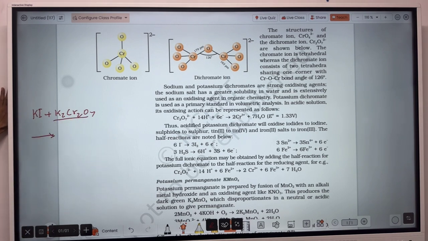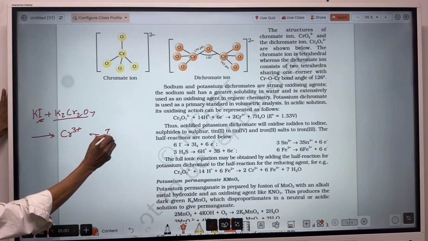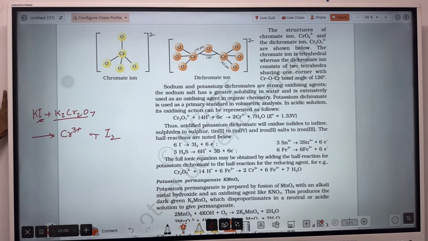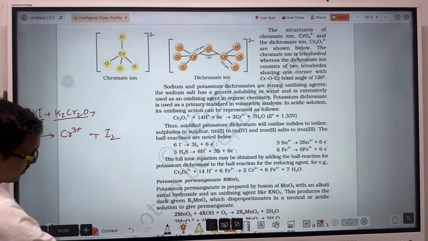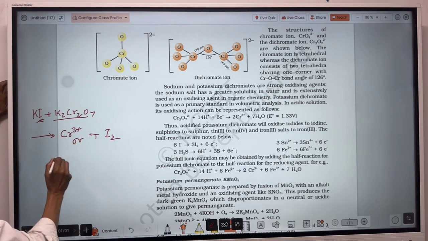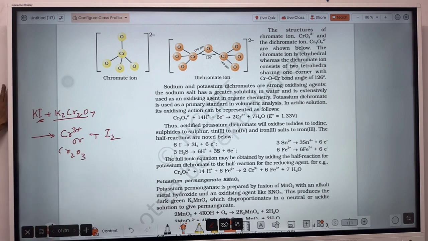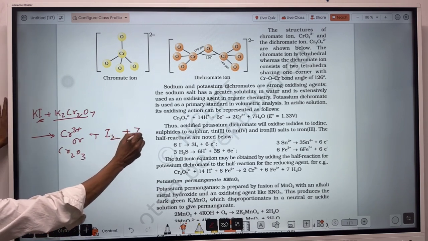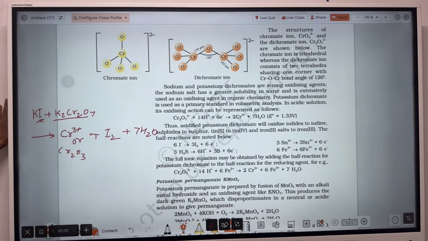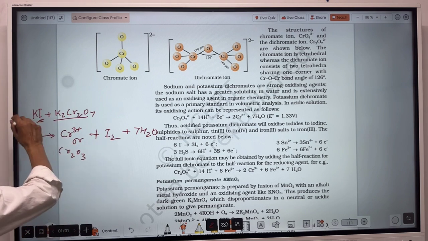K2Cr2O7 is the oxidizing agent, so it will convert to Cr3+. The iodide ion will oxidize into I2. Actually, instead of Cr3+, you can also write Cr2O3 plus H2O. Balancing you will be able to do when you study the redox reaction. In the redox reaction, I will tell you how to balance the reaction. But how to write this reaction, let's see.